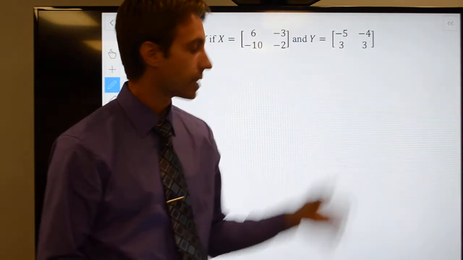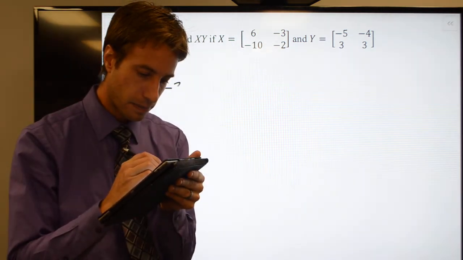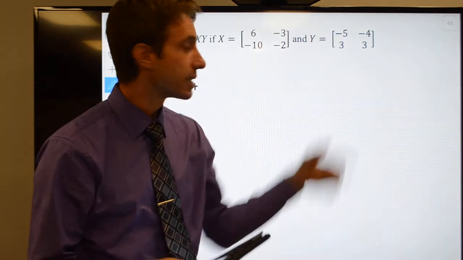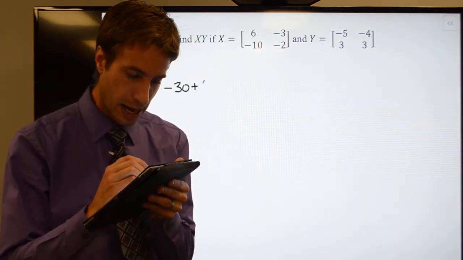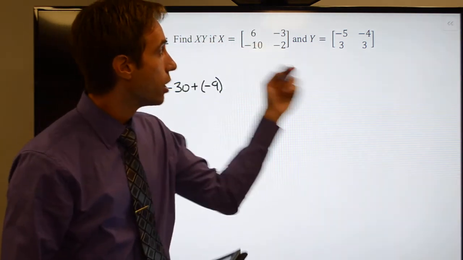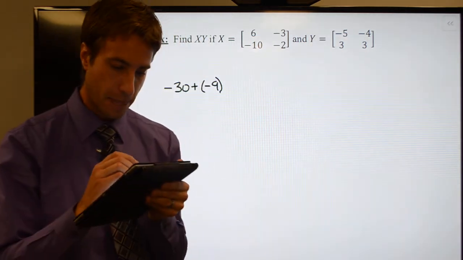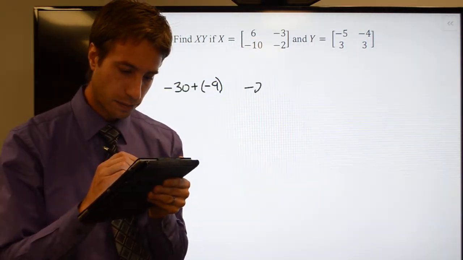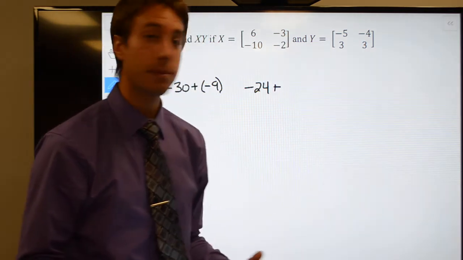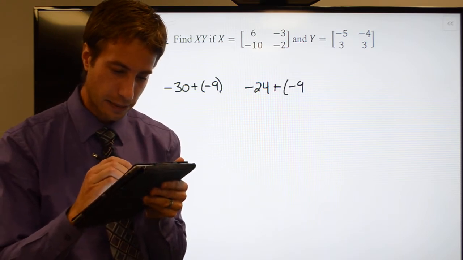negative 3 times 3. So here we go. I have a 30, which I will add to a negative 3 times 3, which would be a minus 9. Awesome. Row 1, column 2. 6 times a minus 4, minus 24, which I'm going to add to a negative 3 times another positive 3. I get yet again a minus 9.